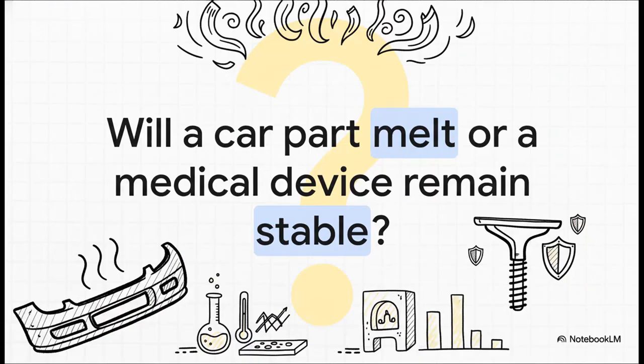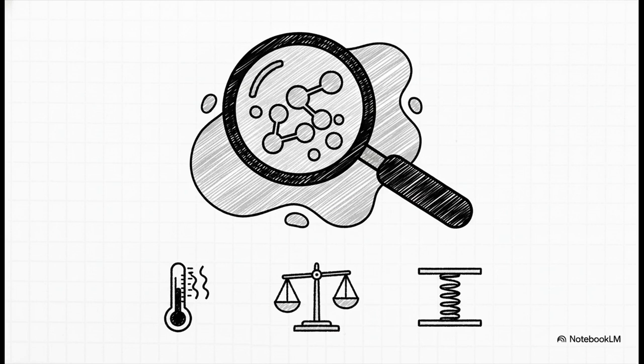Just think about it for a second. Whether it's a car bumper sitting in the Arizona sun or a critical medical implant inside the human body, the success of almost every plastic part comes down to how it handles heat. So how do we figure that out before a product fails out in the real world? Well, the answer is a field called thermal analysis.